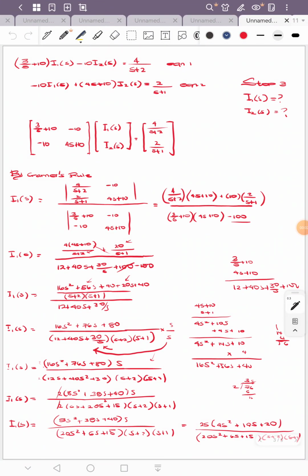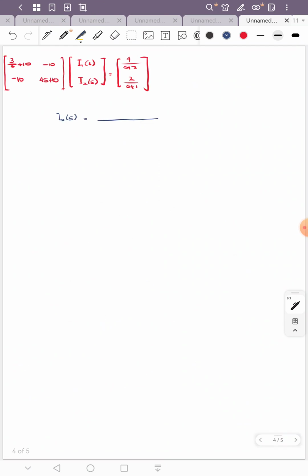Last time we solved for I1 of S. Now let us solve for I2 of S, using Cramer's rule. I2 of S is the determinant 3S plus 10, negative 10, negative 10, 4S plus 10.